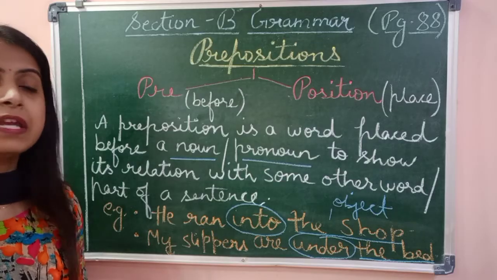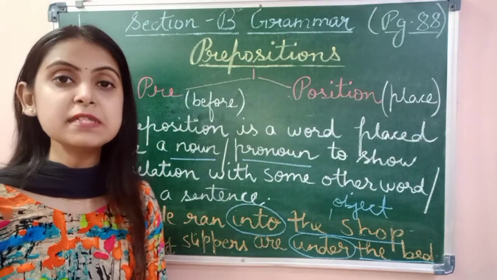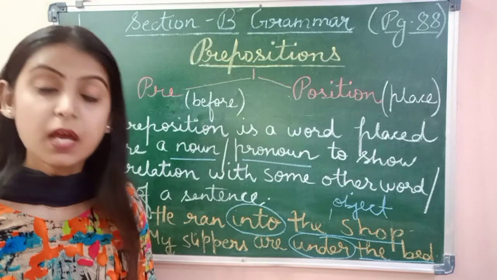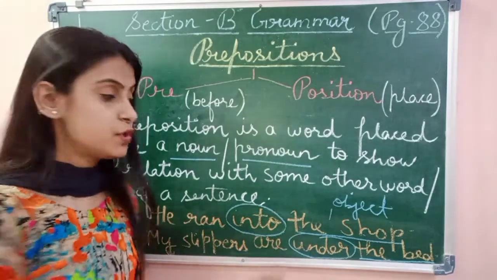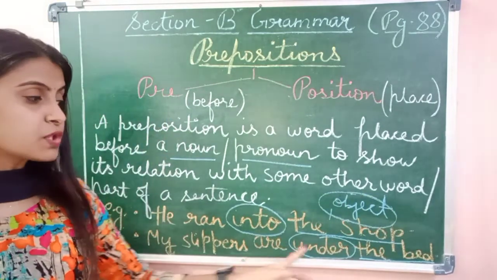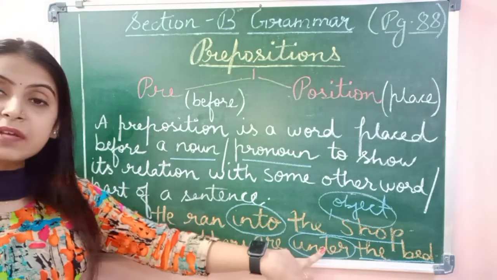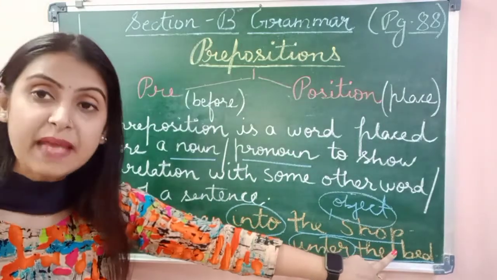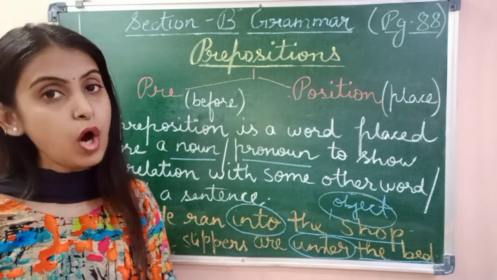Now children, an important point to note here is that all the prepositions have objects. Fine. For example, in this sentence, he ran into the shop. So here shop is the object. Okay. Here also my slippers are under the bed. So under is the preposition and the bed is the object. So all the prepositions have objects.